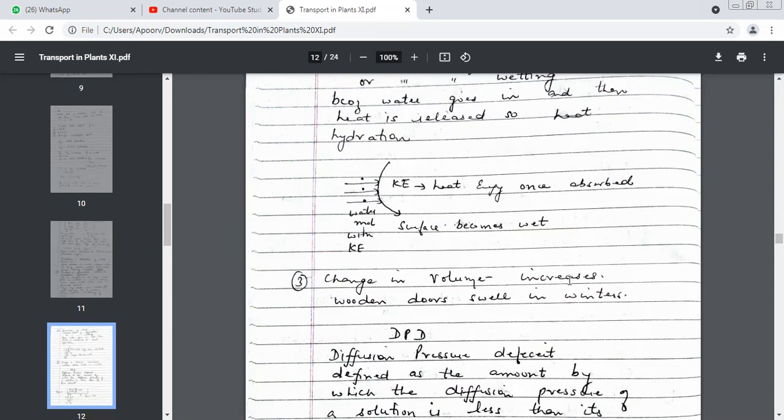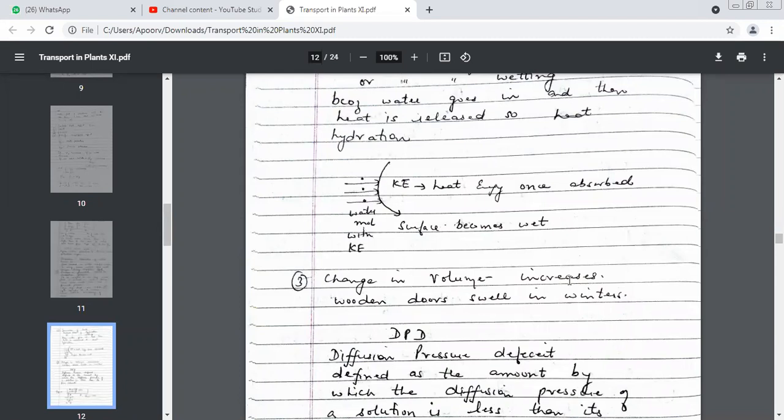Now let us very quickly discuss and revise this topic, imbibition. Two common examples of imbibition. You people tell me. I have given you two common examples when I started. A seed is put in water. And what was the second example I gave you? Wooden doors swell up in rainfall. Very good.